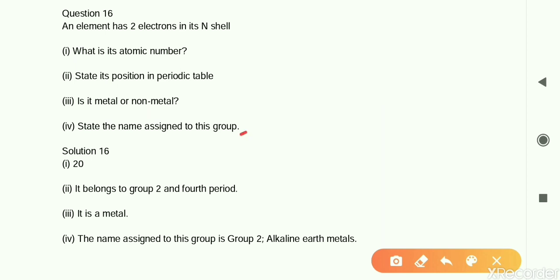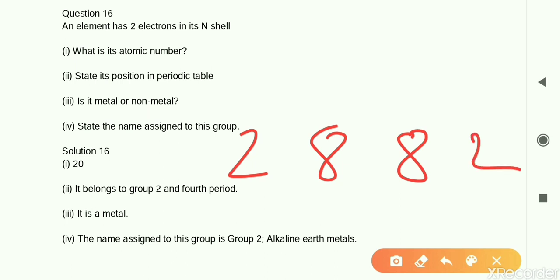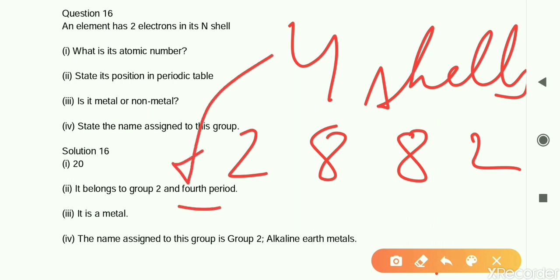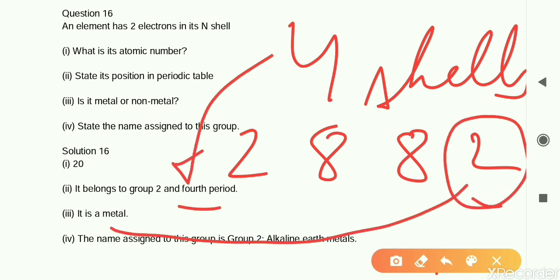Now as I had written the electronic configuration, how many orbits are coming there? 4 orbits are coming, or 4 shells are there. So this number of shells show the number of periods. So that is why it is from the fourth period. Outermost electron is 2, that is why it belongs to the second group. Outermost electron shows the group number, total number of shells show the period number.